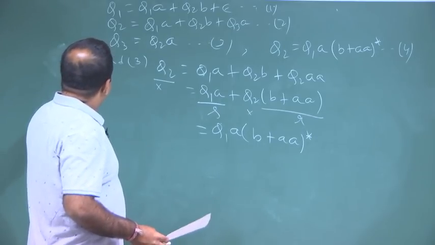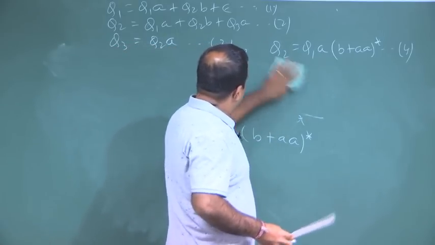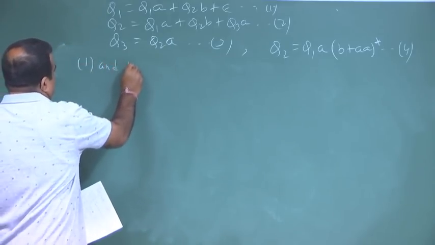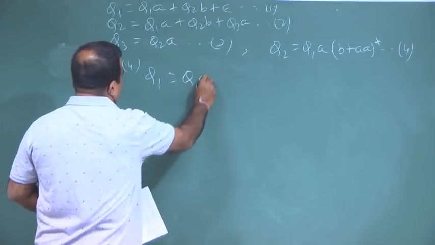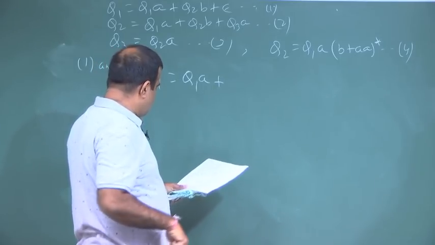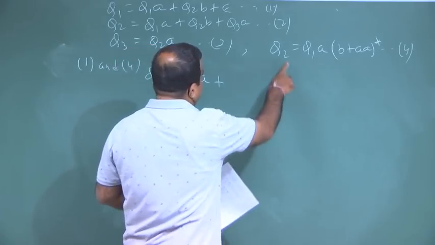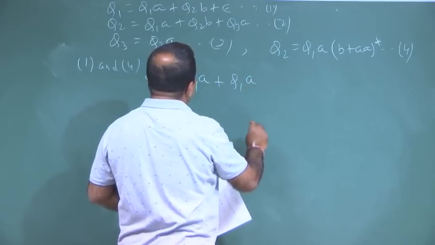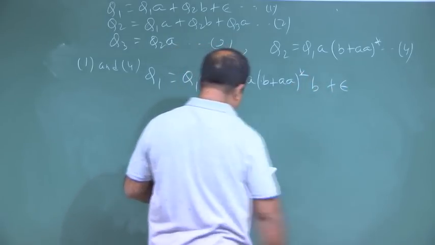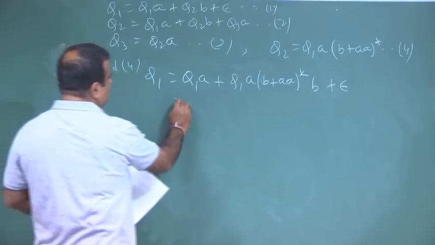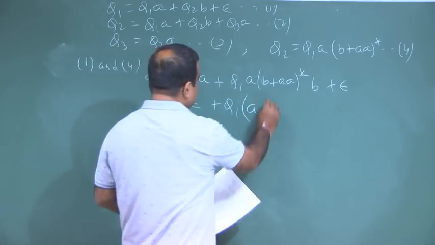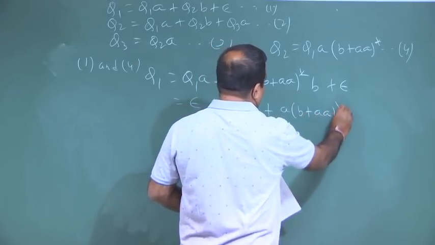Now, we can plug in 1 and 4. We can just use from 1 and 4 what we have. So, q 1 is equal to q 1 a, and this q 2 we can replace. How can we replace q 2? Q 2 we can just replace by q 1 a b plus a star, and then we have a b and we have epsilon over here. Now, this we can write as epsilon plus q 1, taking it common, then a plus a into b plus a star into b.